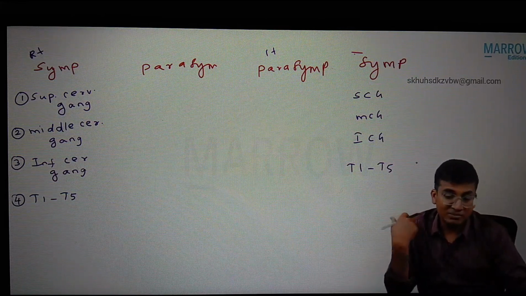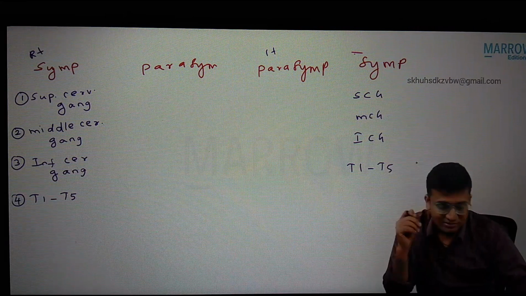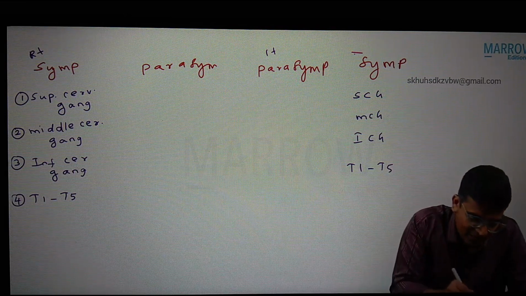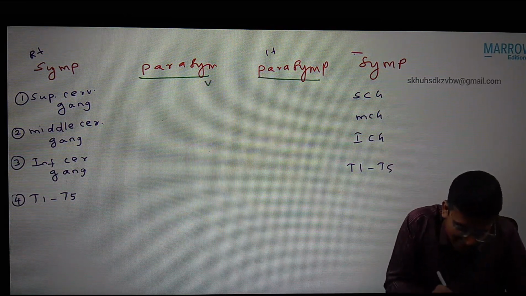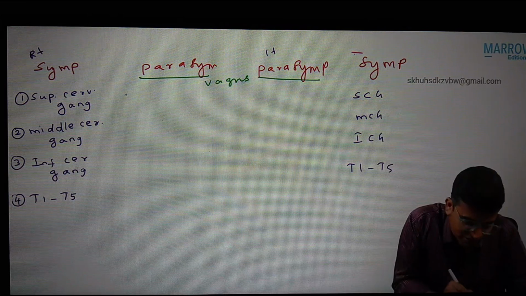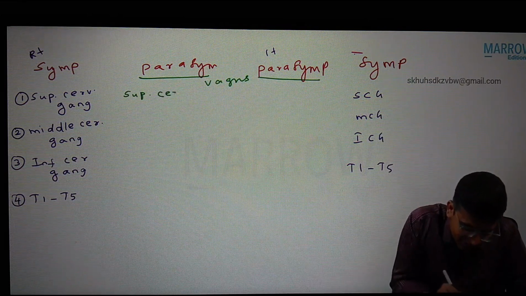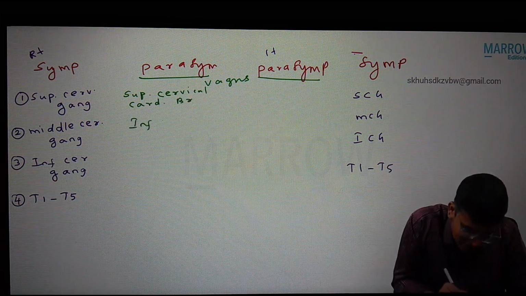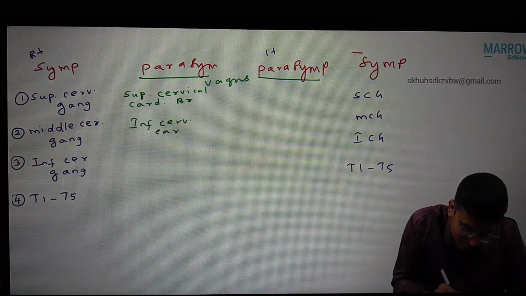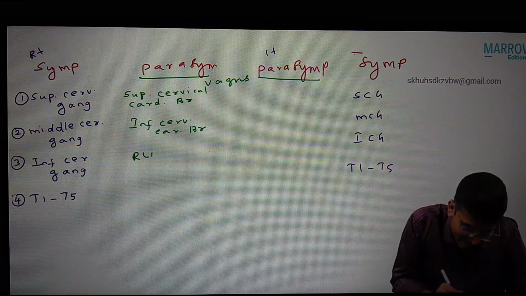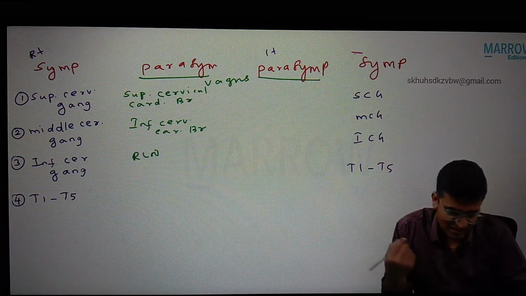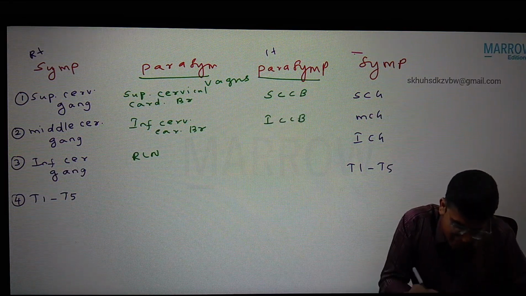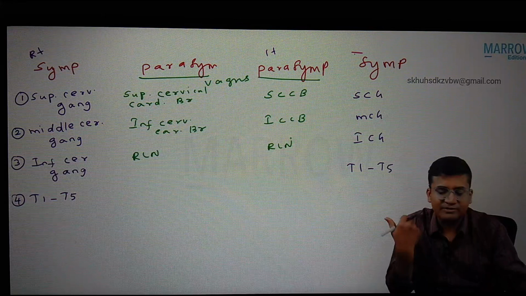Now, what about the parasympathetic contribution to the heart? We have cervical cardiac branches, coming from the vagus nerve. So parasympathetic fibers are coming from the vagus nerve. What are those? Superior cervical cardiac branches, inferior cervical cardiac branches, and the recurrent laryngeal nerve. Similarly on the left side: superior cervical cardiac branch, inferior cervical cardiac branch, and recurrent laryngeal nerve.